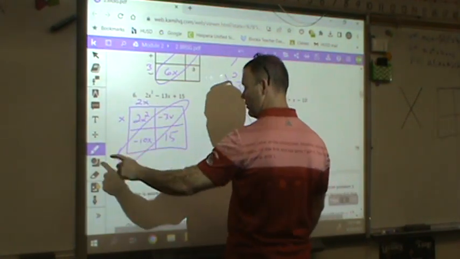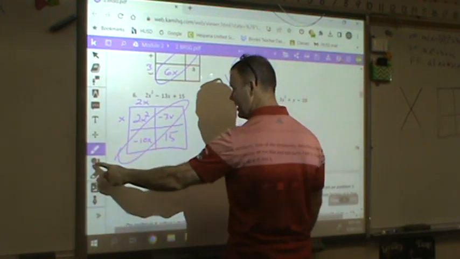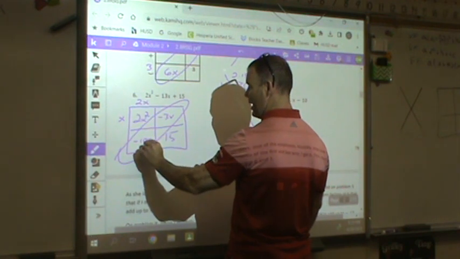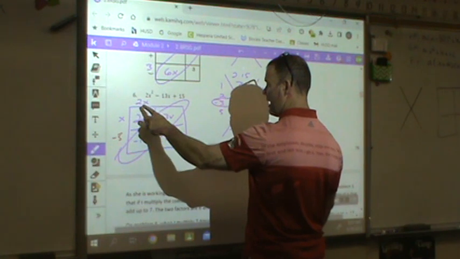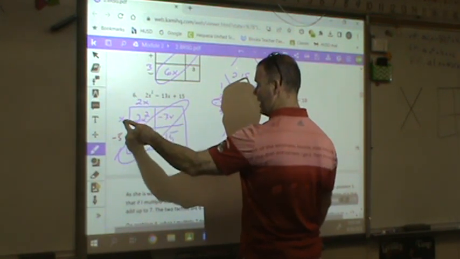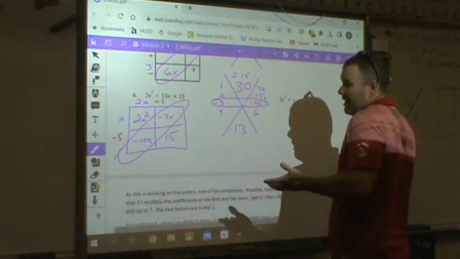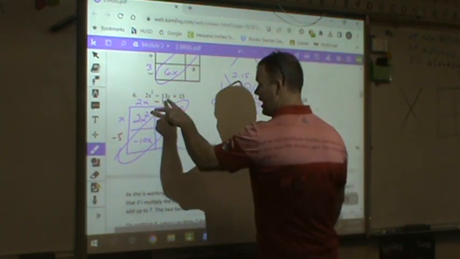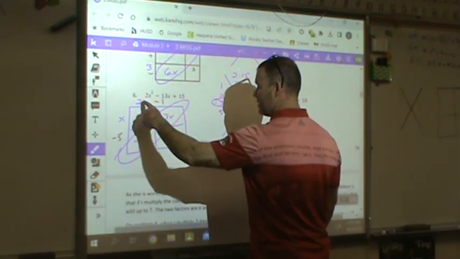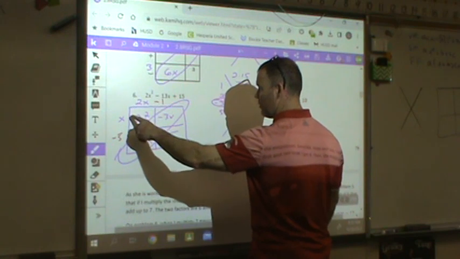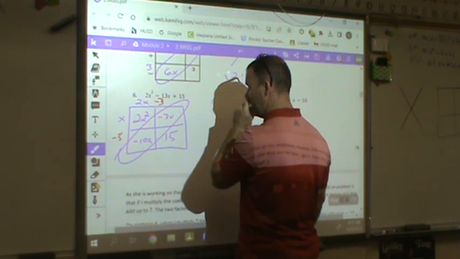Now ask yourself, what do I have to do to 2x to get a negative 10x? I've got to multiply that by a negative 5. So negative 5x. What do I have to do to x to get a minus 3x? I've got to multiply by a negative 3. So is negative 5 and negative 3 going to help complete this? Well, multiply. 2x by x is 2x squared. All right? And I said negative 3 and I wrote a negative 1. Negative 3.